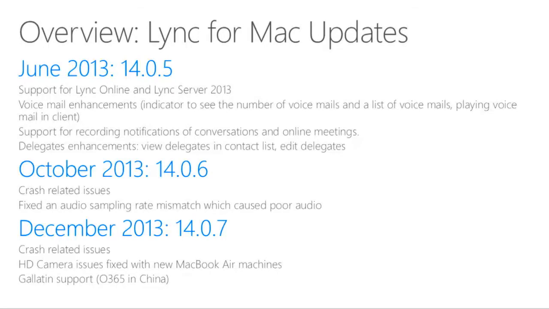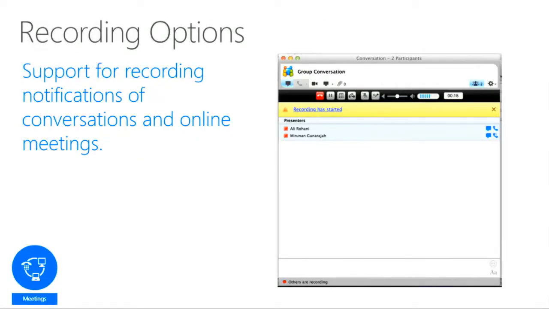So going back to some of our June updates, the recording options. The first one here is being able to actually see that the meeting is being recorded, and having that banner at the top that tells you that it's being recorded, and then down at the bottom, that persistent notification that's always there, just so that when users are in there, they have that notification.